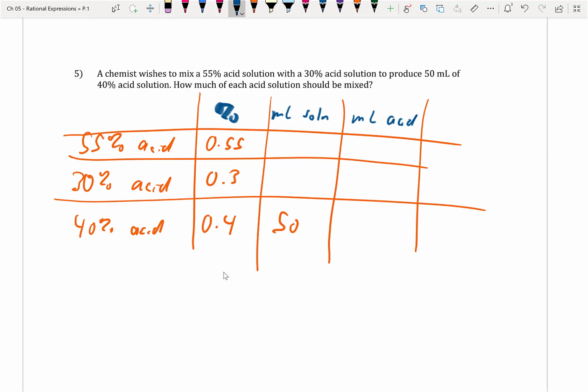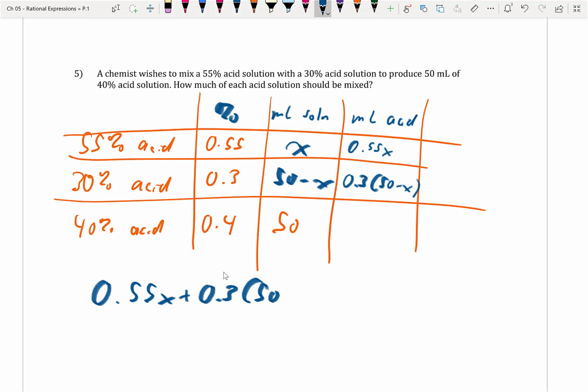What do I put for the number of milliliters of the 55% acid? So X is fine. What do I put for the other one? 50 minus X. Doesn't matter which one of them the X is, just as long as the other one's the other one. That's all you have to do. Now everything else is just multiplication. 0.55X, 0.3 times 50 minus X. Add. And multiply. There's your equation.